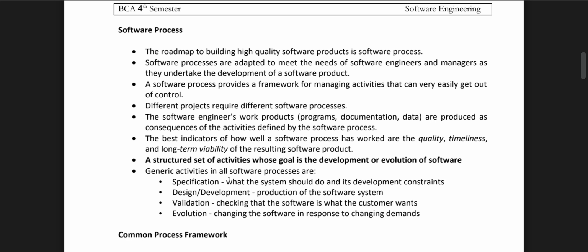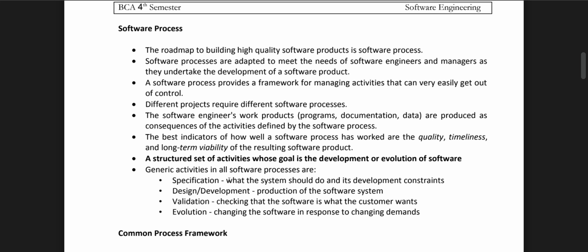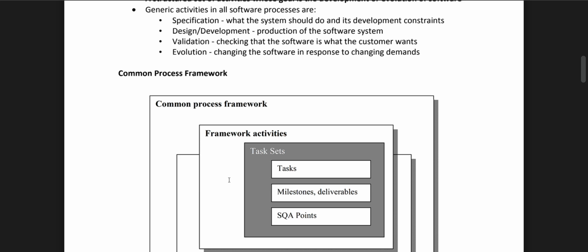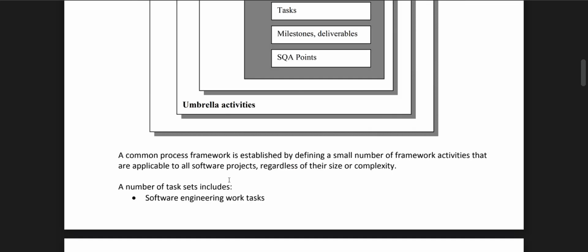Generic activities in all software processes are: specification, what the system should do and its constraints; design and implementation, production of the software system; validation, checking that the software is what the customer wants; evolution, changing the software in response to changing demand. Framework activities, task sets, milestones, deliverables, SQA points, umbrella activities.